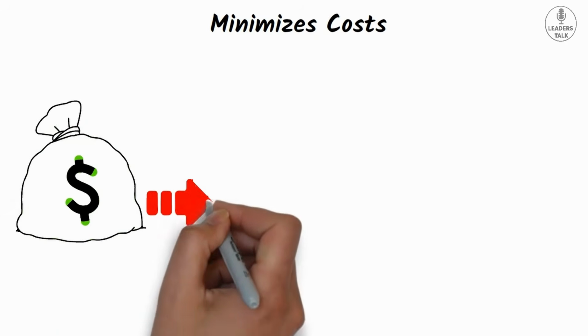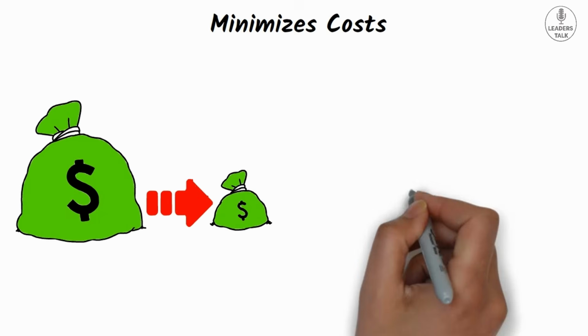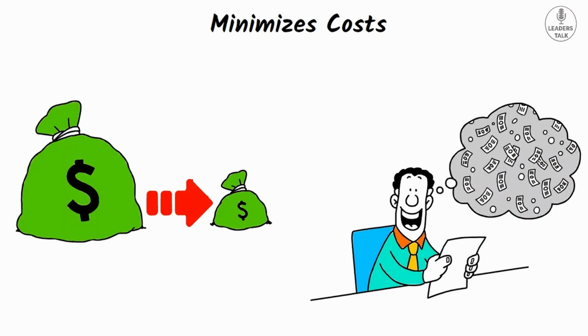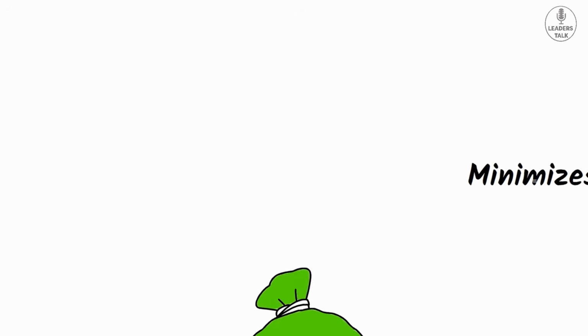Minimizes costs. CRM automation reduces manual and repetitive tasks, saving time and resources. By streamlining processes, companies can eliminate inefficiencies, reduce operational costs, and optimize resource allocation.